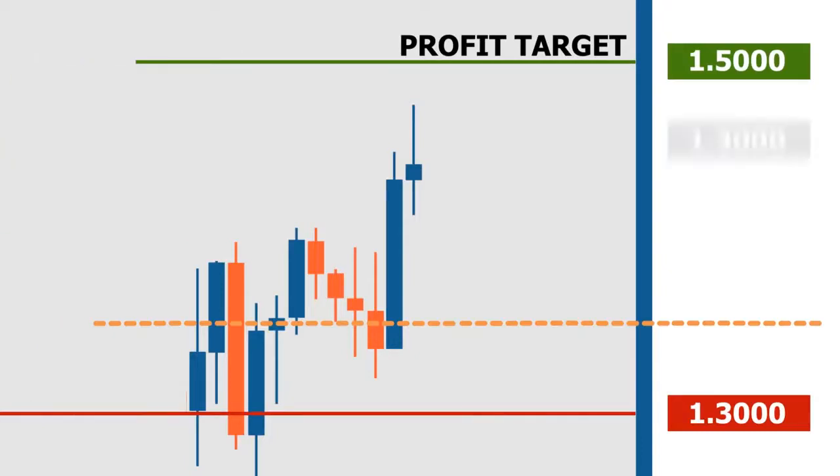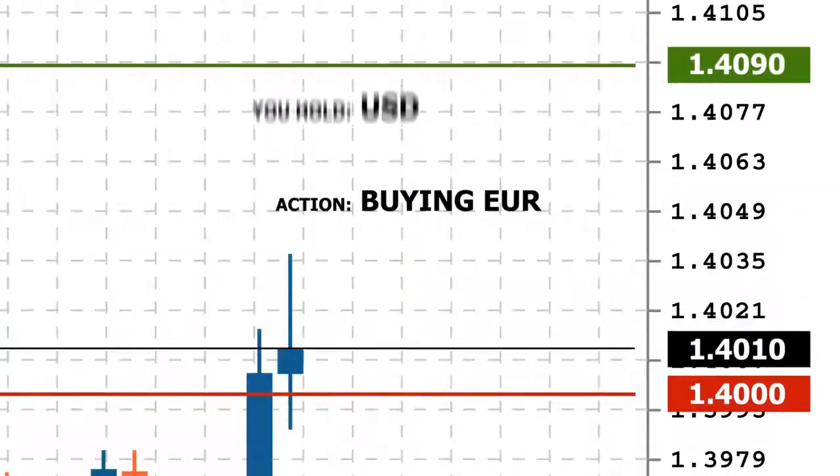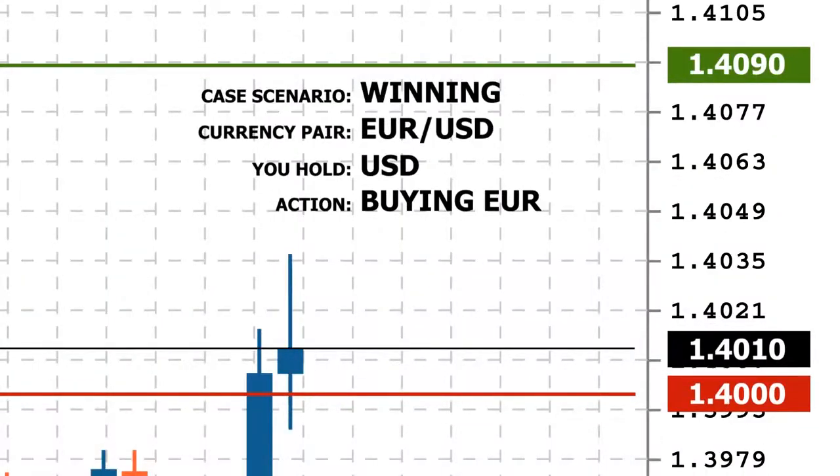Let's practice trading in a scenario where you think you're going to profit from buying the euro-US dollar currency pair.